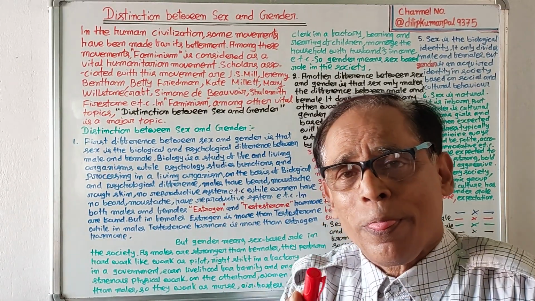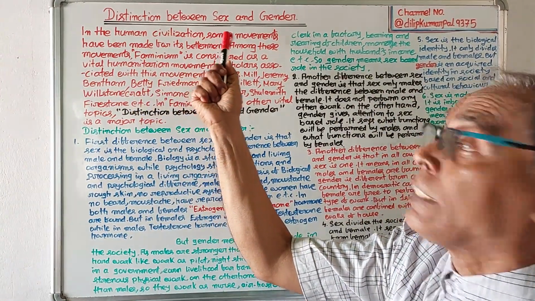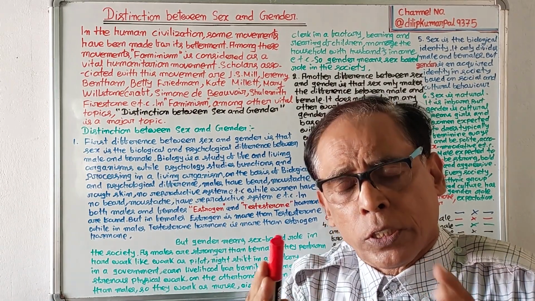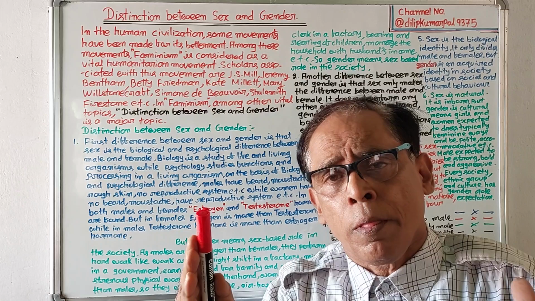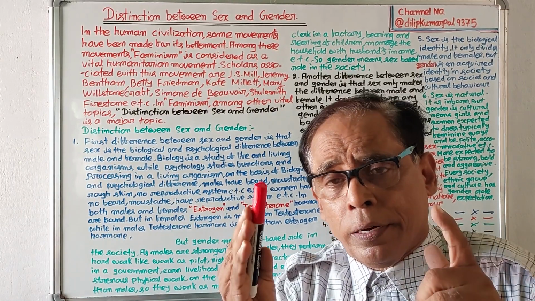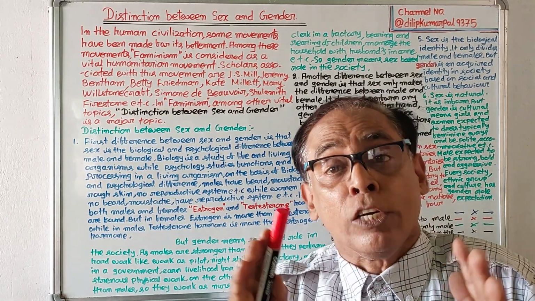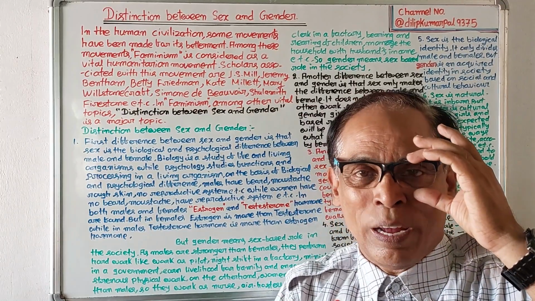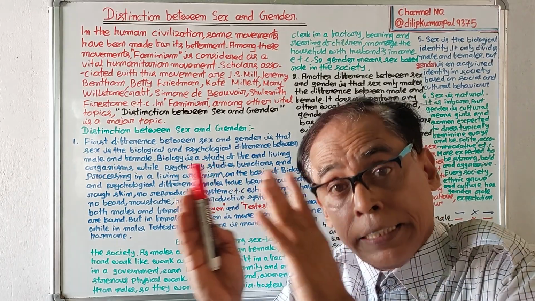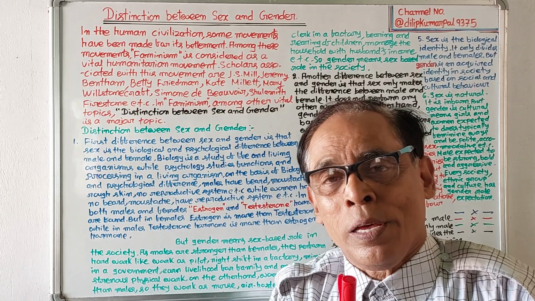I stand before you with a topic: distinction between sex and gender. It is found in the +3 first semester political science general elective paper, and the name of the paper is Feminism, Theory and Practice.